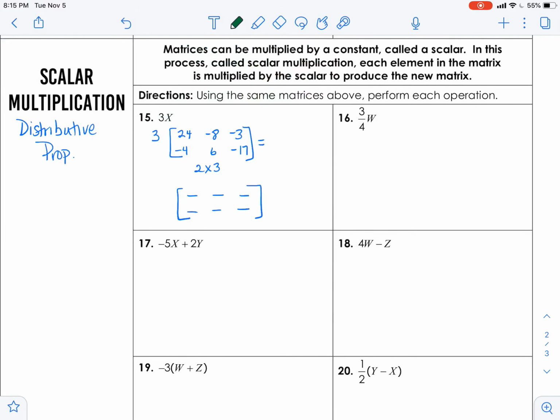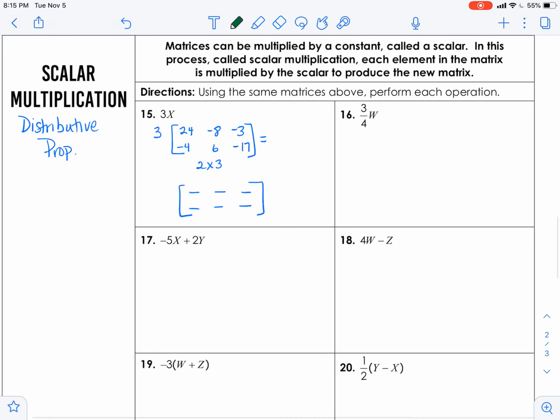Because all I'm going to do is take and multiply each of these numbers. So I am going to take 3 times 24, so 72. 3 times a negative 8 would be a negative 24. 3 times a negative 3 would be a negative 9. 3 times a negative 4 would be a negative 12. 3 times 6 would be 18. 3 times negative 17 would be a negative 51. Okay? Very simple, just like, again, the distributive property.